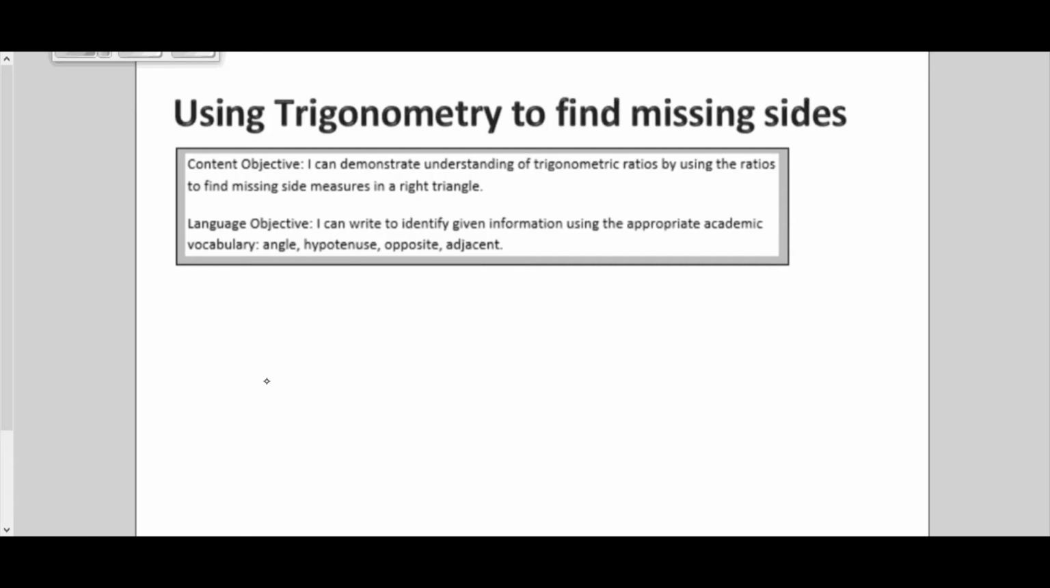In this lesson, I'm going to go over how we use trigonometry to find missing sides. What we saw previously is how to find the ratios, and now we're going to see how we use those ratios to find missing side lengths in a right triangle. So we'll definitely need to identify the information that we're given. We'll need to identify the reference angle, the hypotenuse, the opposite side, and the adjacent side.